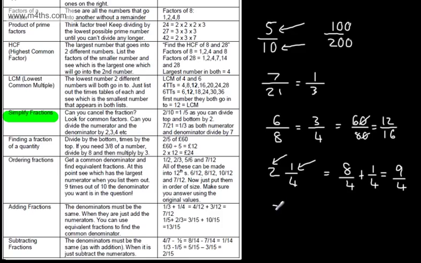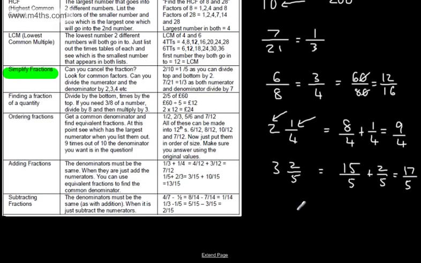If we had 3 2/5, I could say to myself, well, 3 times by 5 is 15. So I'd have 15 over 5. That now is 3 plus 2 over 5, which is going to give me 17 over 5. So that's switching now a mixed number into a top-heavy fraction. We can, of course, go the other way.